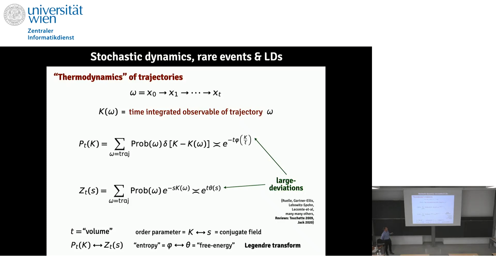So a trajectory omega is a sequence of jumps between configurations, which we call x, that happen at random times. So you go from configuration x0 to x1 and so on. And then if you want to understand the statistical properties, as we've heard, you want to define observables, functions on the trajectories themselves, which are time integrated. So you have a trajectory, you have a function that makes the trajectory into a number, or maybe a collection of numbers. And those will be the quantities of interest.